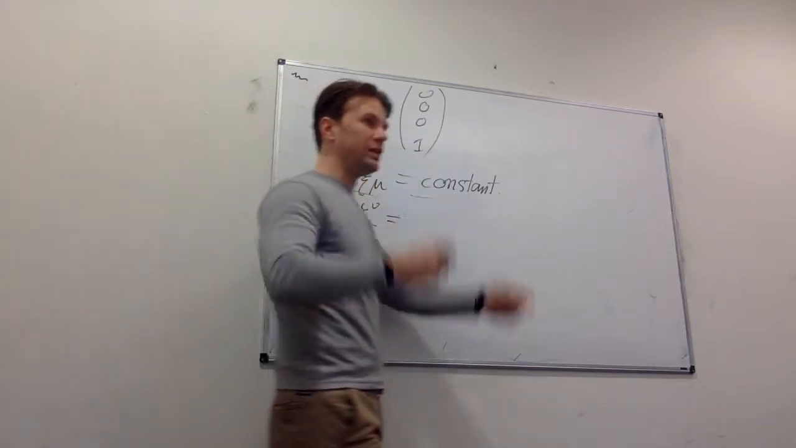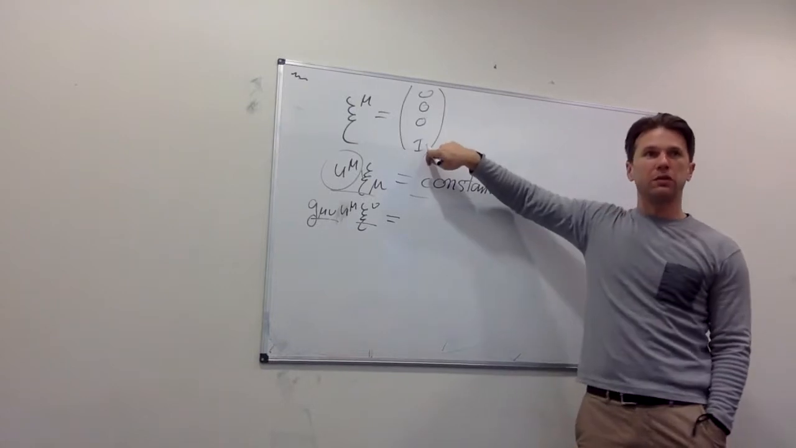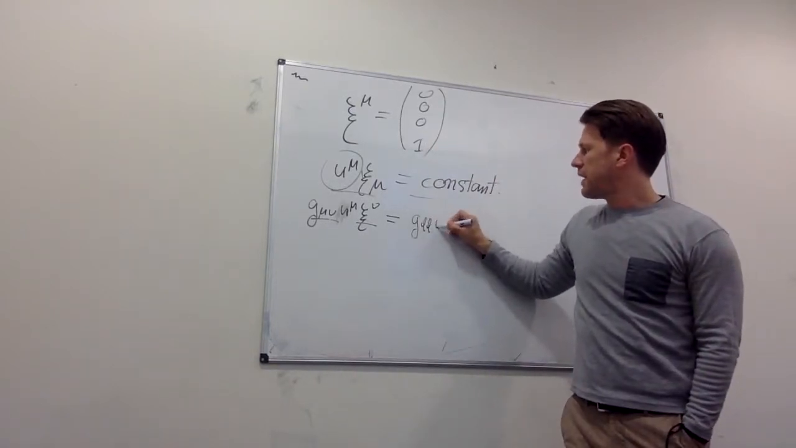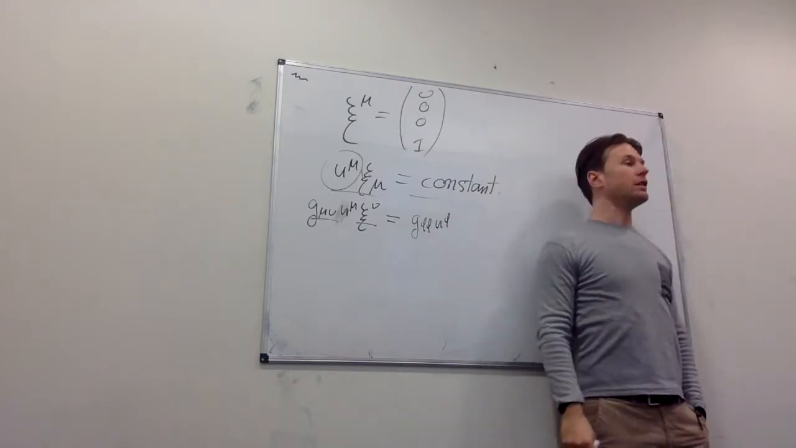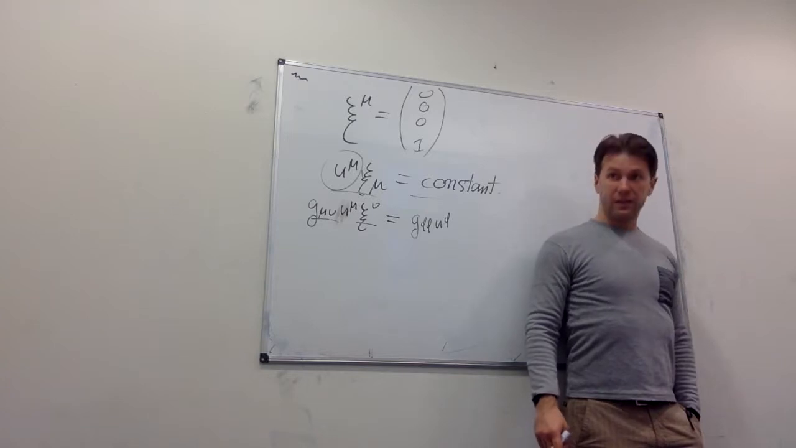Right? It's in principle 16 terms. But the diagonality, and the fact that this one contains mostly zeros, ultimately gives you one term. That will be g phi phi u phi u phi. That's the one. This is constant. We even know what g phi phi is.